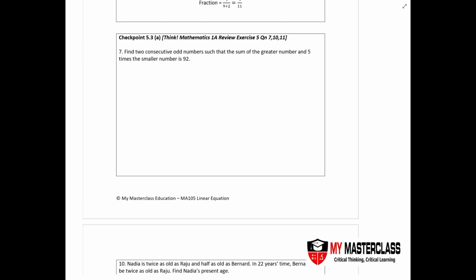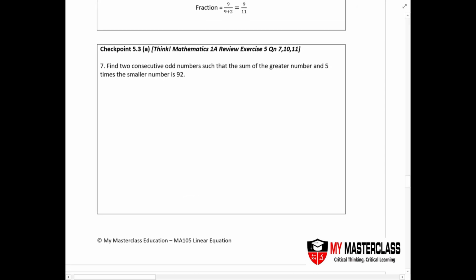In the chapter of linear equations, let's take a look at checkpoint 5.3a. These are word problems that require you to form an equation and then solve for the unknown. Sometimes they don't explicitly tell you to let x be something, but most of the time, learn how to put whatever you're looking for as an unknown. Let me go through a couple of examples to show you how it's done.